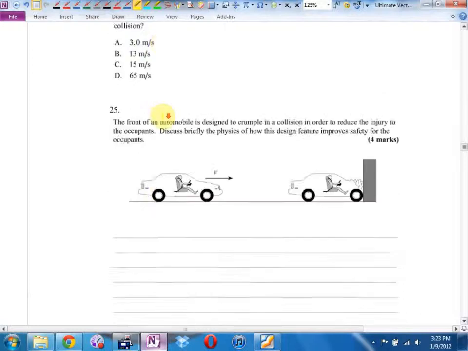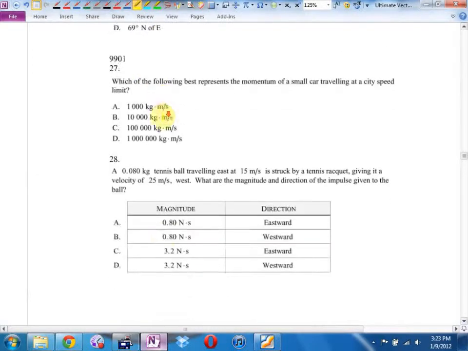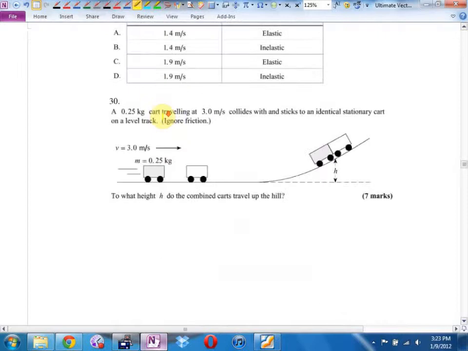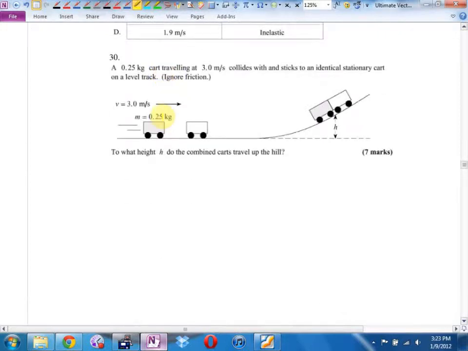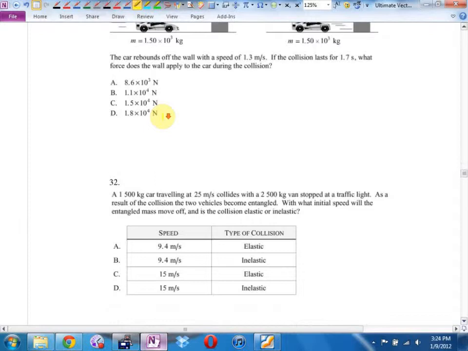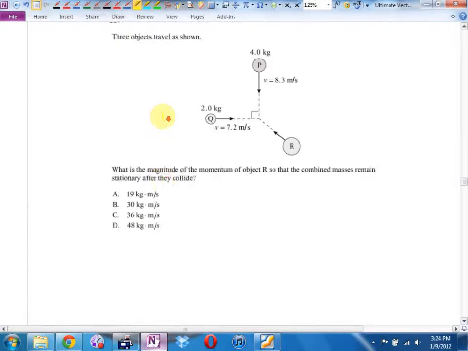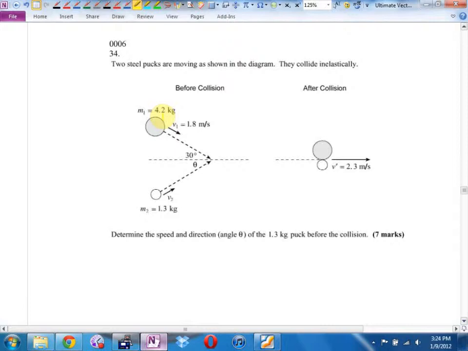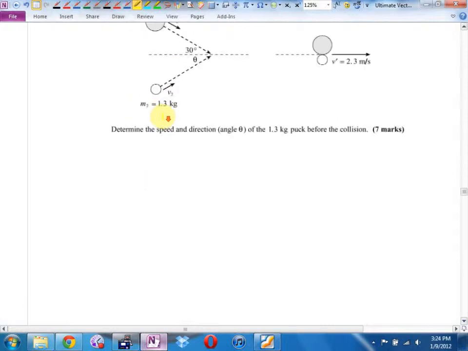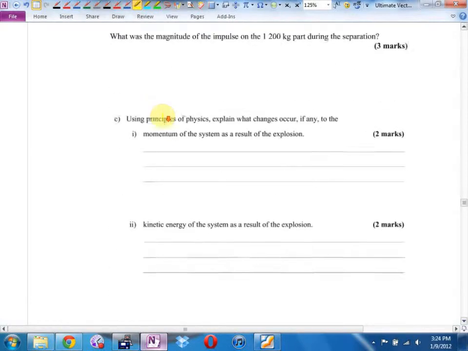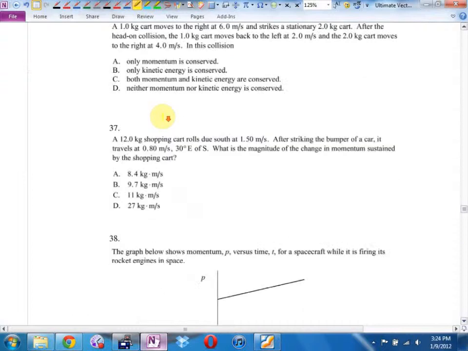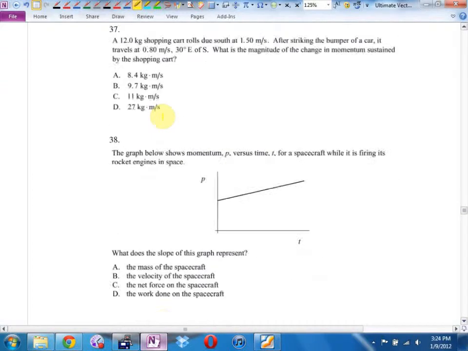Thirty also. Hey, collision and a change in height energy. Thirty-four. Yeah, 35, again, a collision and a change in momentum and a change in energy.